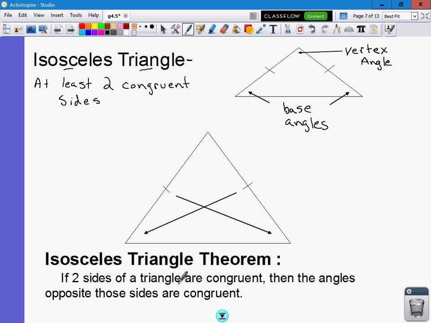The isosceles triangle theorem says if two sides of a triangle are congruent, in other words, they know that these two sides are congruent, and I'm going to label it, they know that AB is congruent to BC, then the angles opposite those sides are congruent. In other words, angle A is going to be congruent to angle C.